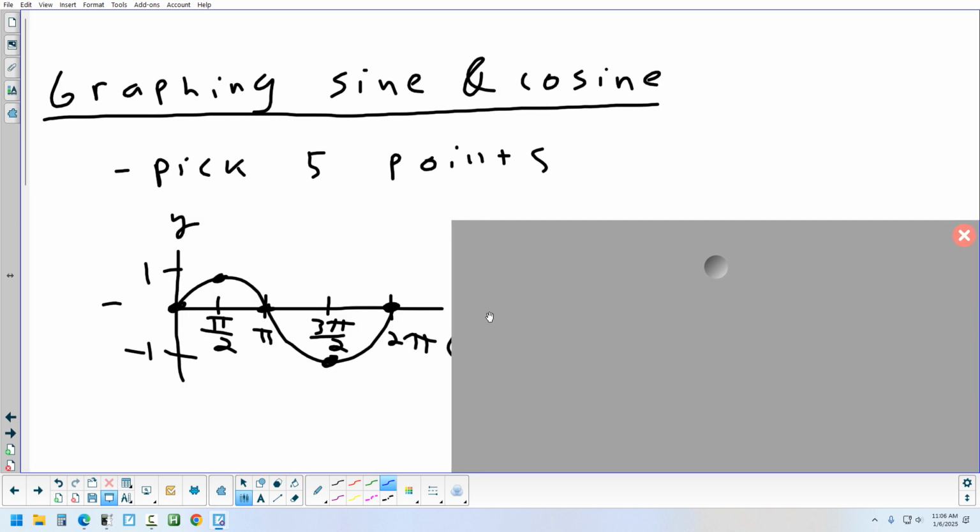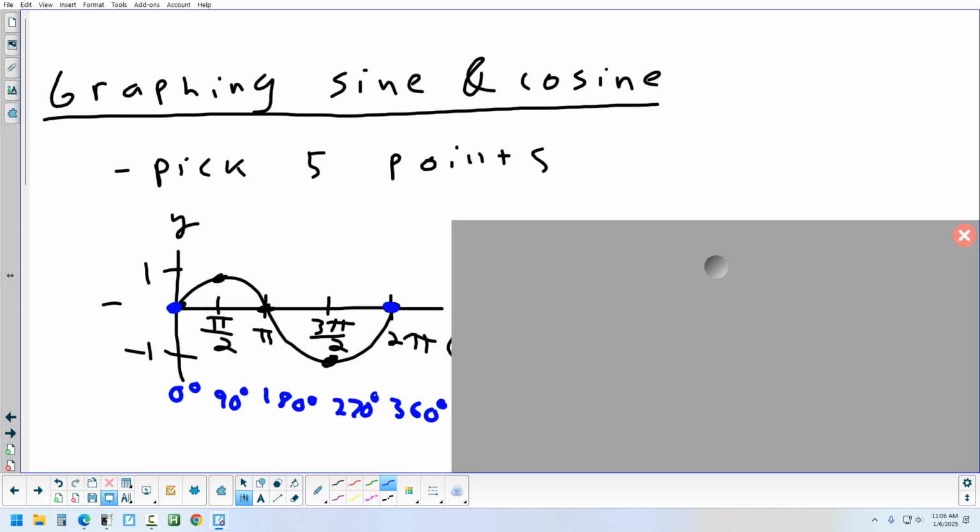Okay, so I've labeled the 5 points. We know that it starts at 0, and we know the cycle ends at 2 pi. What's 2 pi again in degrees? 360. That's the same as 360. I'll put the degree measurements down at the bottom. What's halfway between 0 and 360? 180. So that's 180. What's halfway between 0 and 180? 90. And what's halfway between 180 and 360? 270.